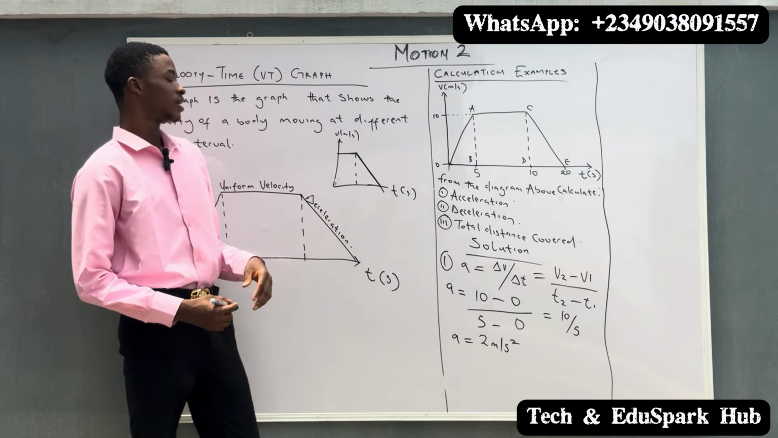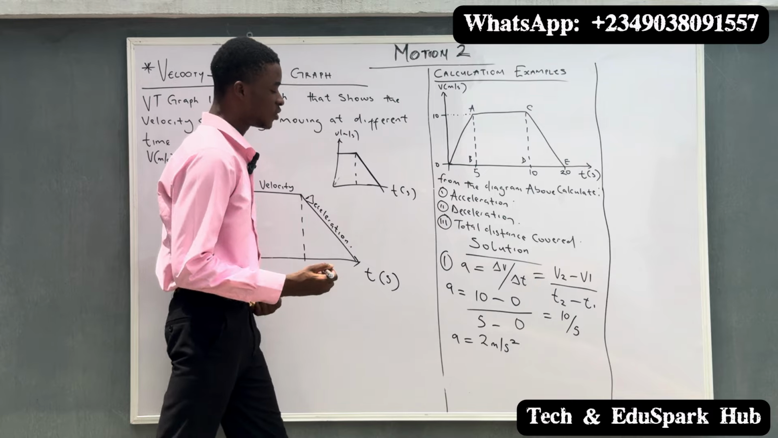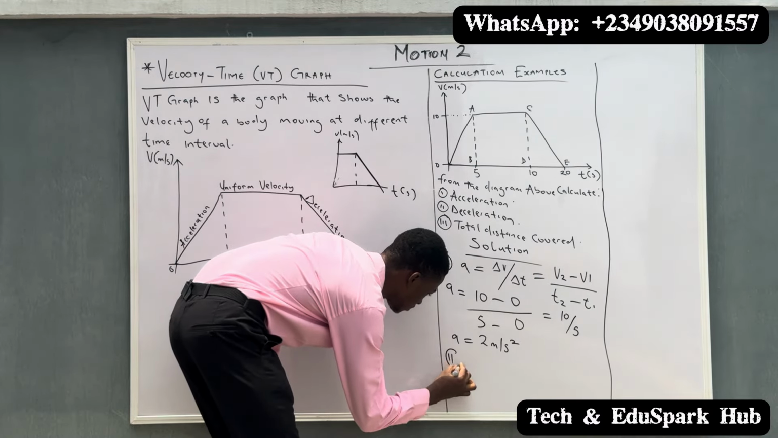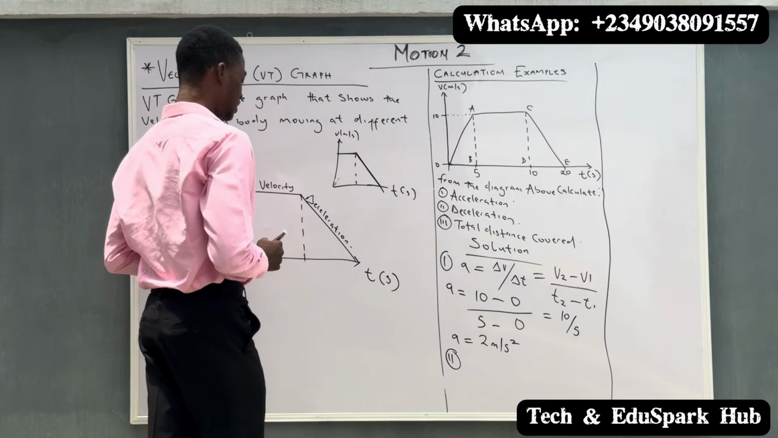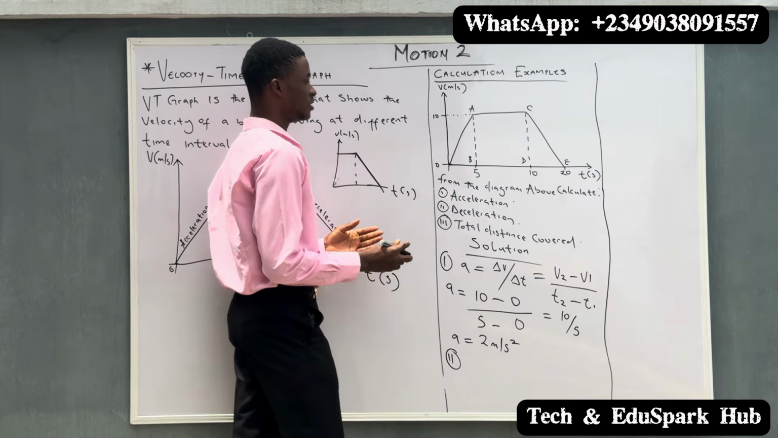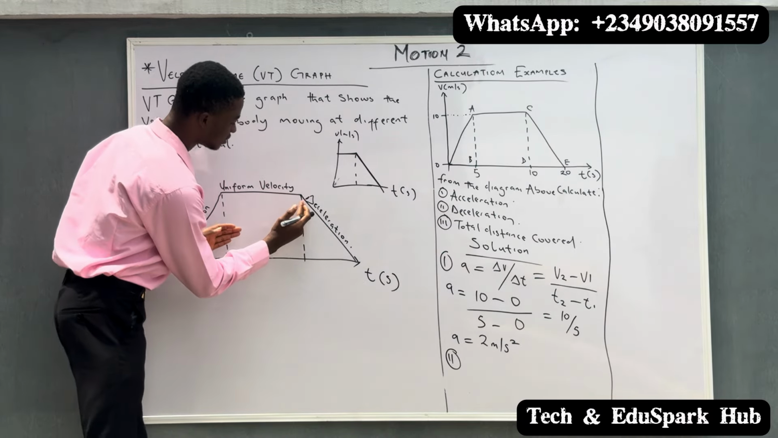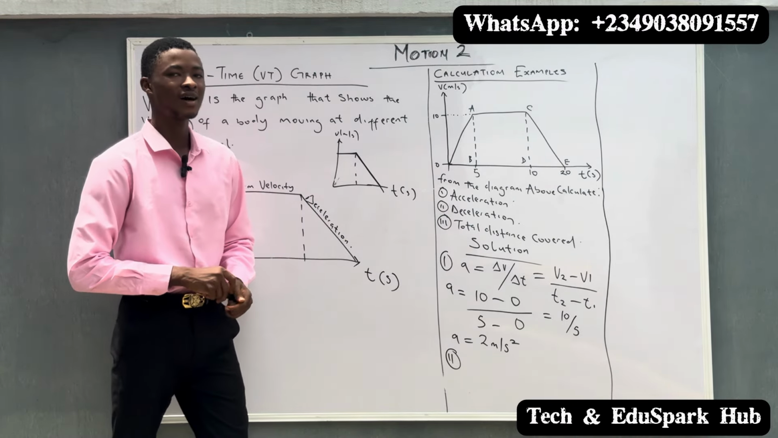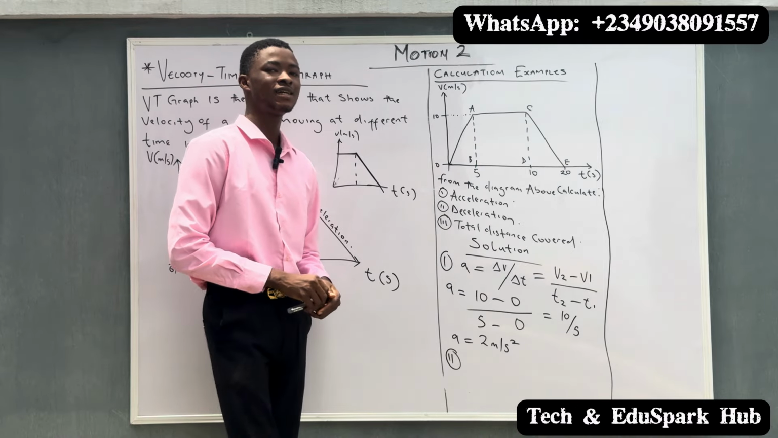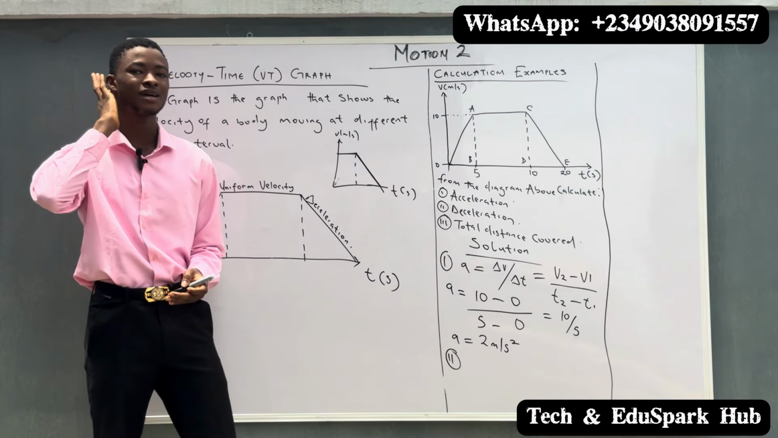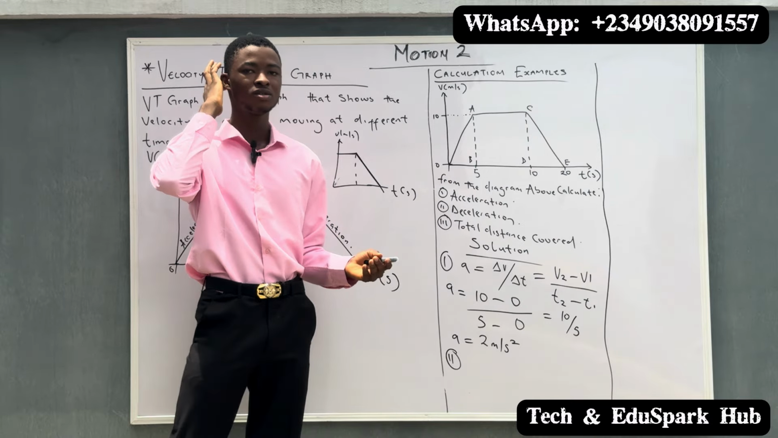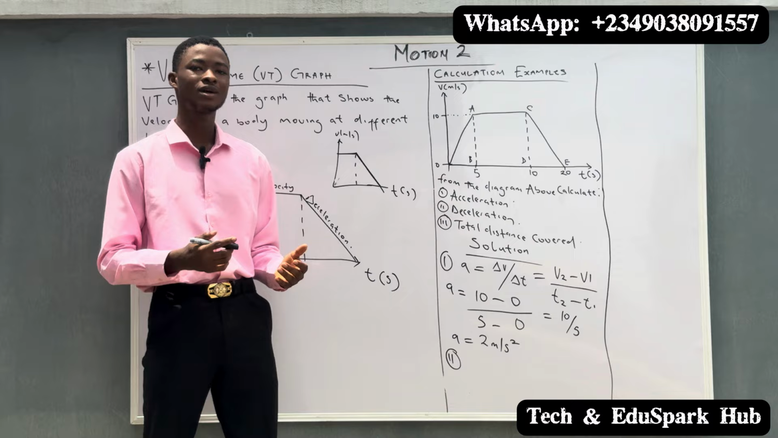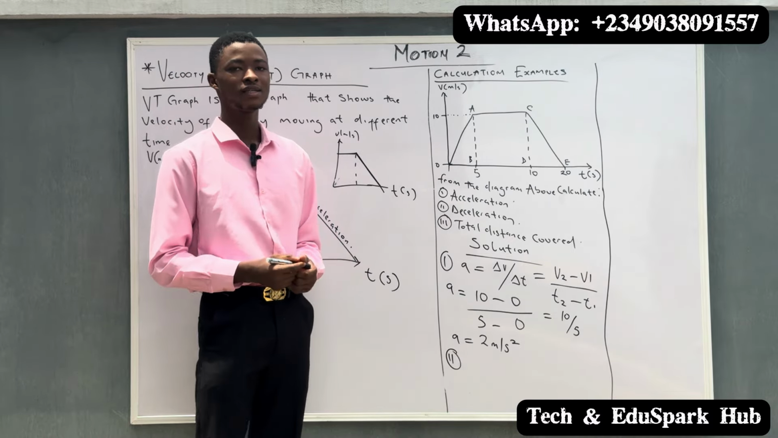So let's move to the second part, which is the deceleration. Let me write that here. For this deceleration, we are only going to focus on the deceleration aspect. Remember, this part is the deceleration. Deceleration is a negative acceleration. So when you calculate deceleration, you must get a minus answer, because it is a negative acceleration. The formula for deceleration and acceleration is the same, but the only difference is that when you calculate deceleration, you will get a negative answer.